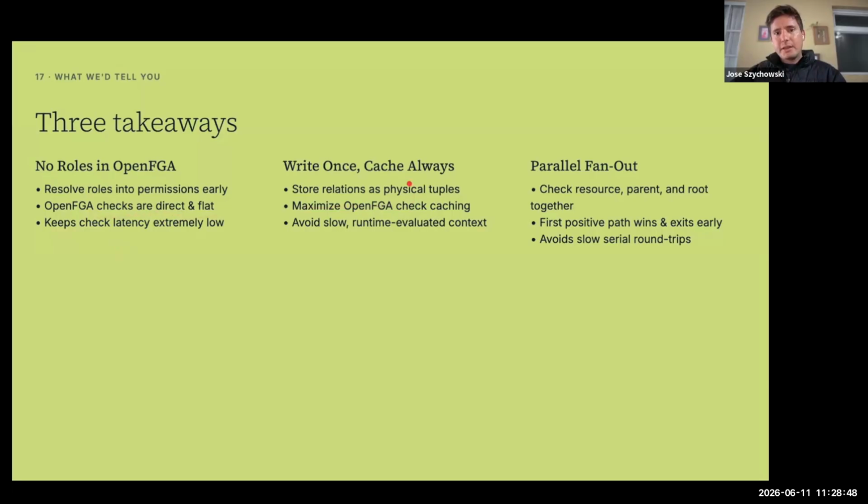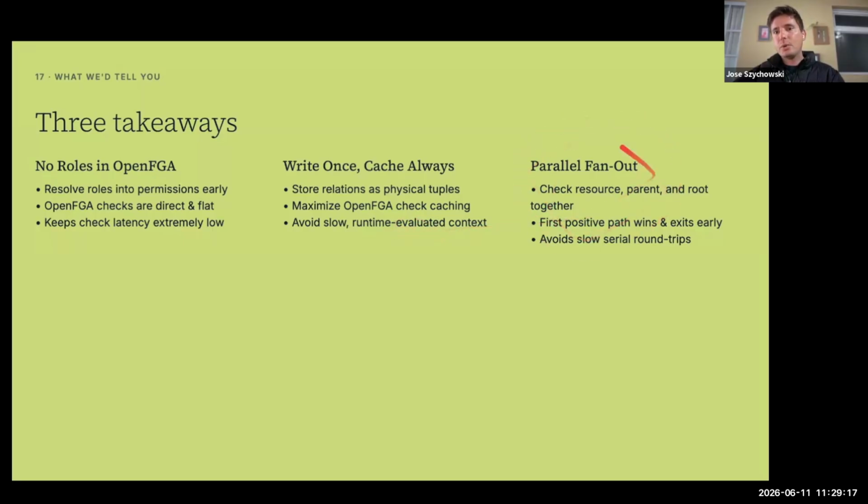Something important is that we really use cache for authorization. So we always try to store relationships as physical tuples to maximize OpenFGA check caching. We also try to avoid runtime-evaluated context because it doesn't benefit from caching and can slow down response times for users.